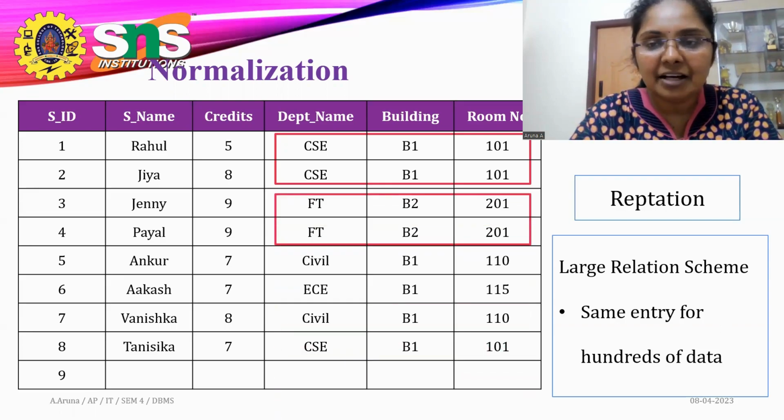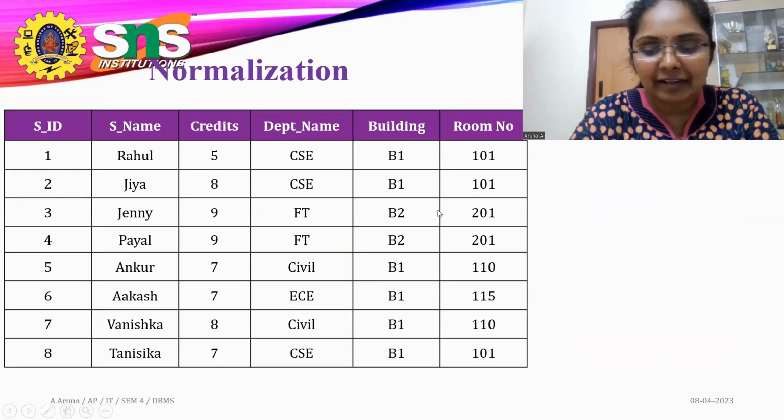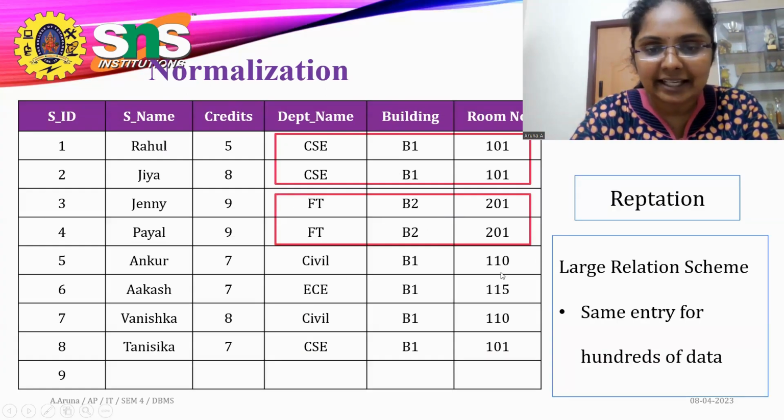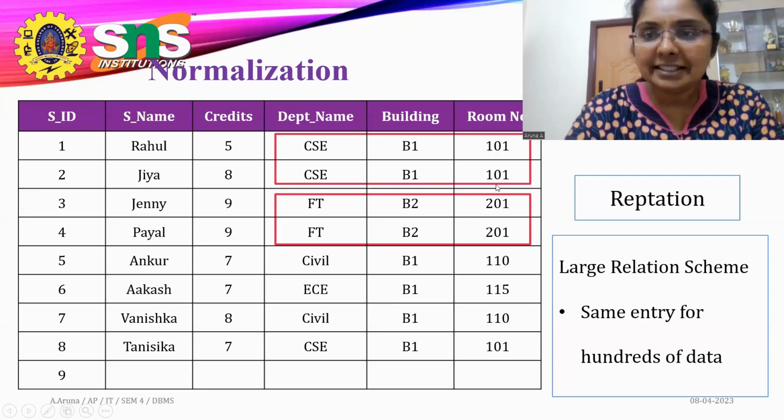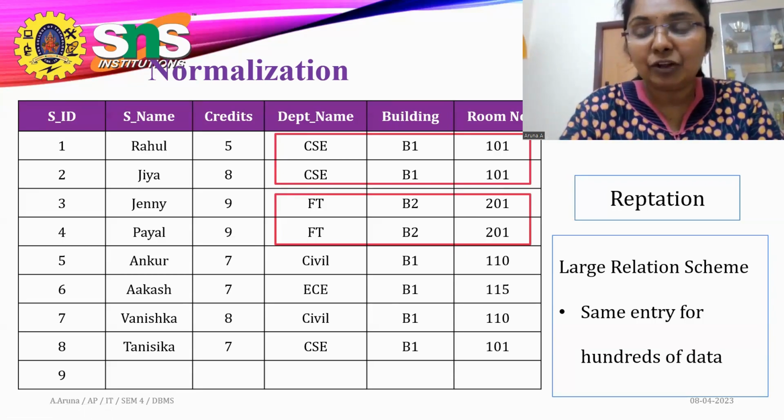Similarly, FT, that is fashion tech or food tech, has the same entry. Civil also has a similar entry. If you have 150 entries, for each of the 150 entries I have to put the same entry. So this is redundant data, and this is a table without normalization. So we go for the normal forms to remove this redundant data in the particular table.